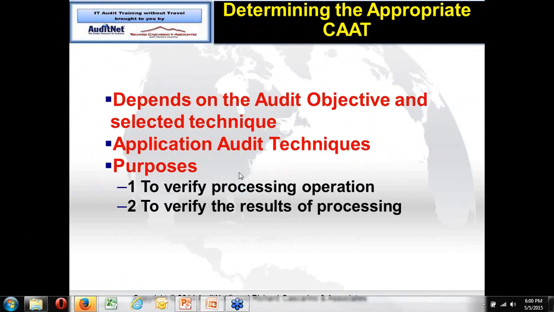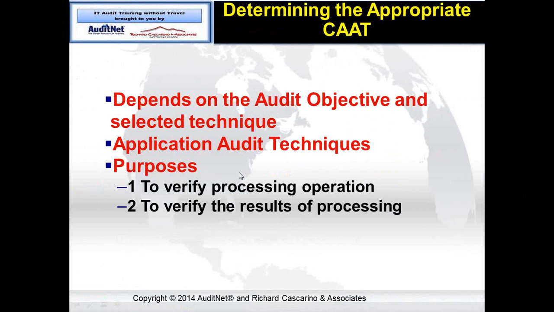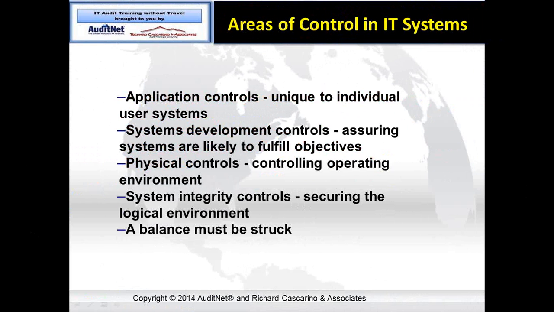I said that it depends on our audit objective. Our audit objective depends on our risks. So looking at the areas of controls within our IT systems, we have our application controls, which are unique to individual users' systems. The controls that you're looking for in a payroll are not the same thing that you're looking for in an order processing system, and they're certainly not the same thing that you're looking for in the general ledger. Systems development controls, designed to assure that systems are likely to fulfill their objectives. Physical controls, looking at the control over the physical operating environment.